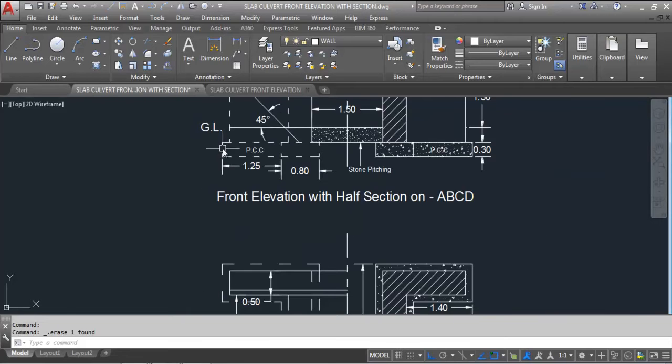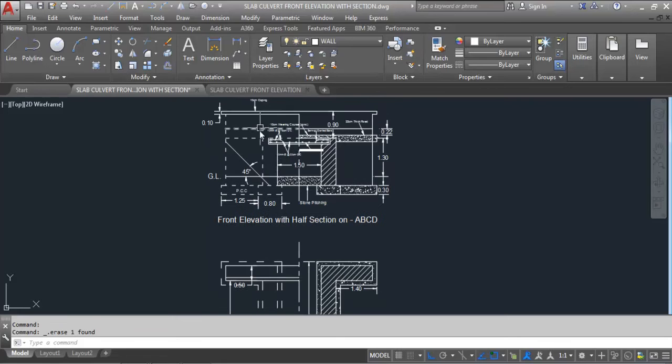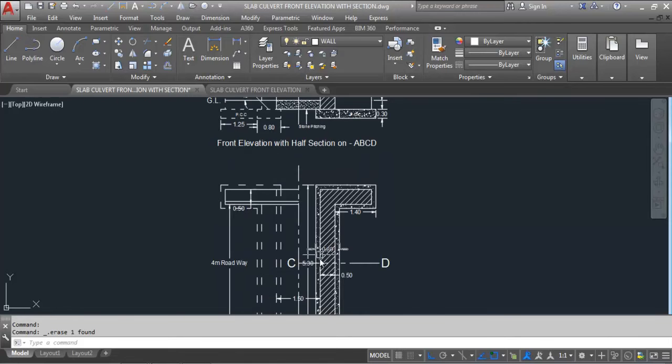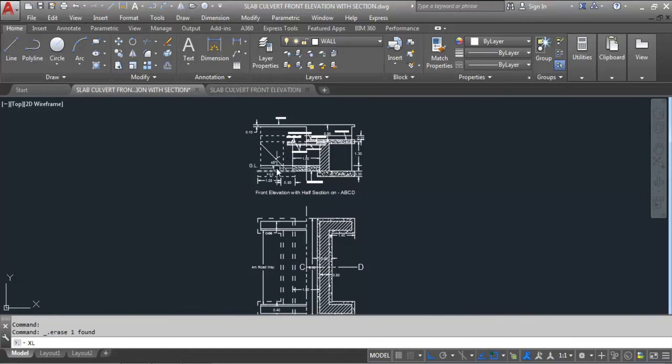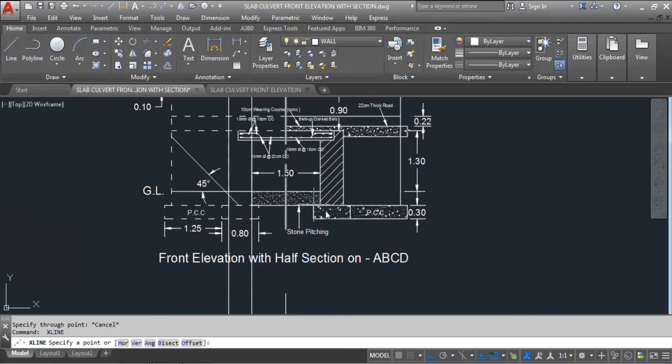So this is the level you can see. This is PCC, and the width of PCC is 0.8 meter. Here this is the clear span, 1.5 meter. You can see these 2 columns, this and this.